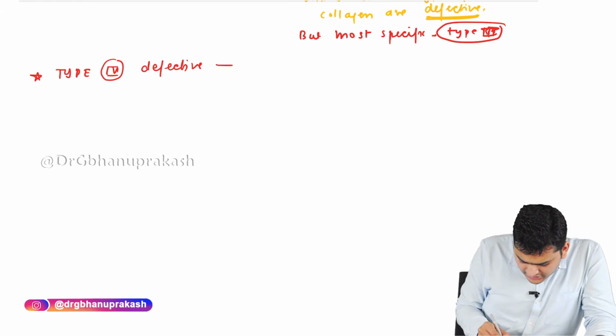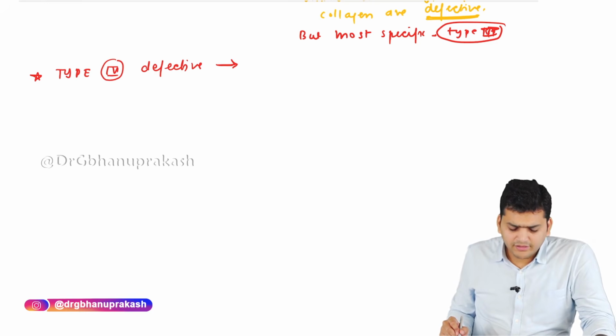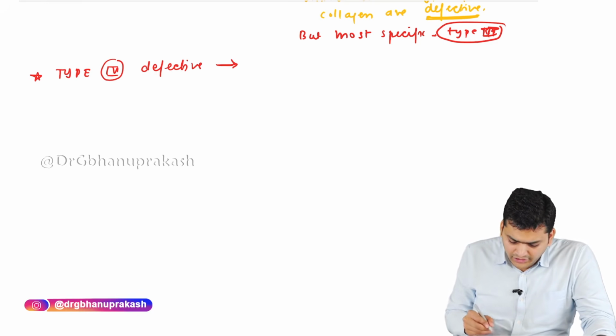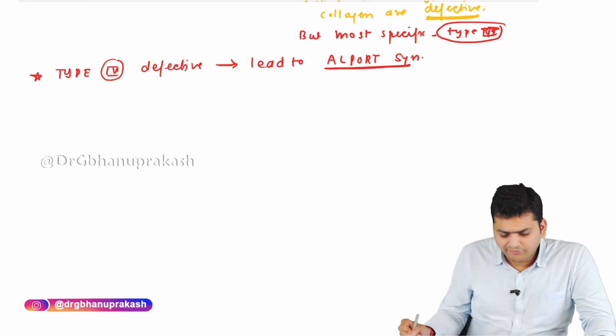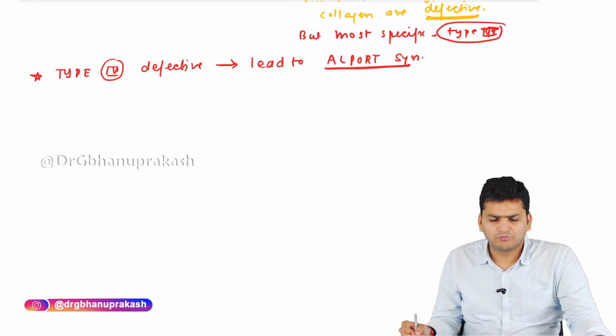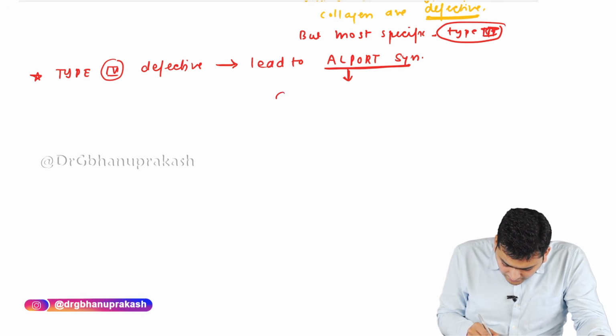If the type 4 collagen is defective, type 4 is found in the basement membrane. If the basement membrane is defective, it will lead to something called Alport syndrome. So type 4, if it is defective, will lead to Alport syndrome. In Alport syndrome, the classical triad of clinical features is important.